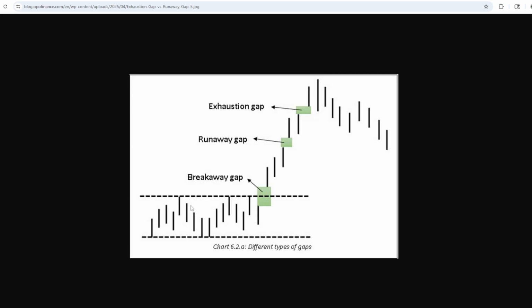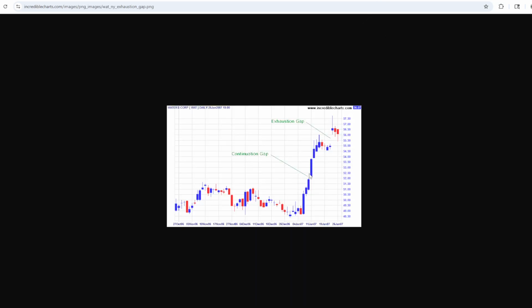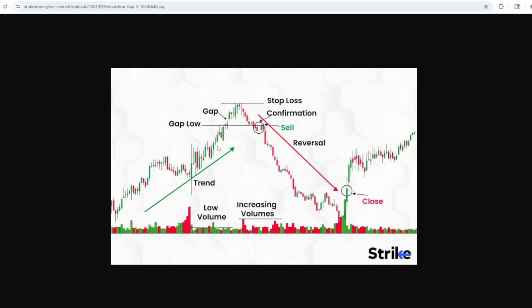Here's the breakaway gap, the gap out of a consolidation range, the runaway or common gap or measuring gap in the middle of the run, and then the exhaustion gap. Here's another image. You can see what the exhaustion gap looks like. Here's the continuation, but here's the exhaustion gap. And here is another one as well. And what's the idea behind it?